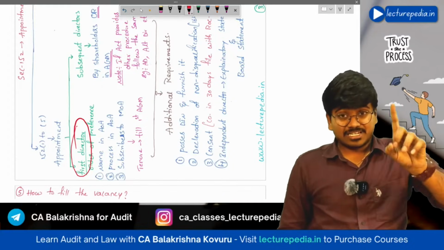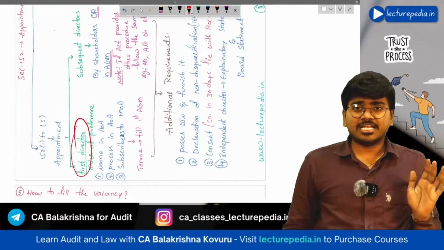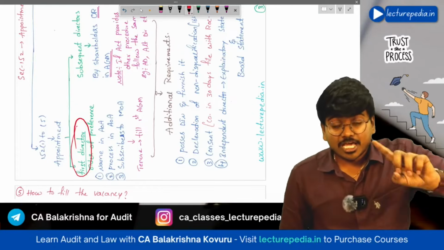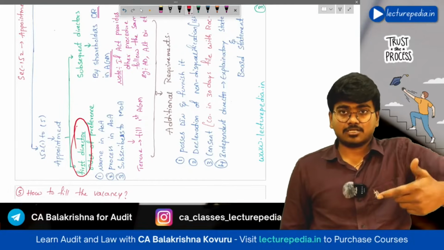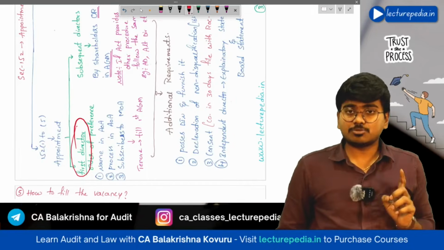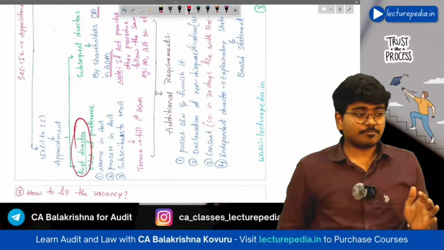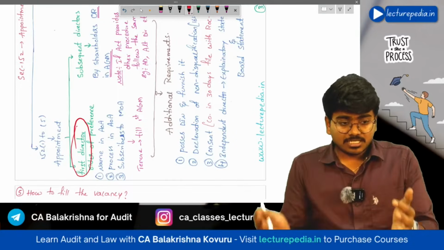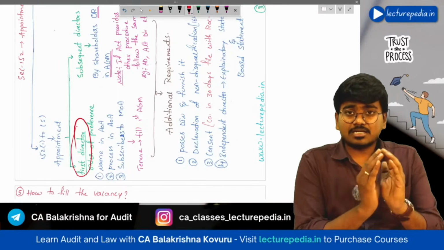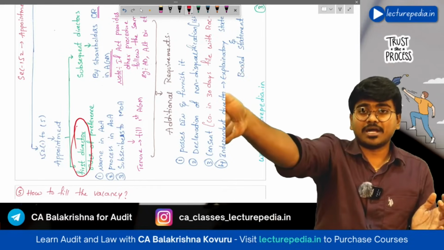Okay, if in case the AOA is silent, the AOA has not given any name of the first director, but the AOA has a process, okay, the AOA has specified a process by which the first director has to be appointed. Let's say for example in the AOA it is specified that all the promoters must come together, and after discussion among themselves, they need to appoint a director.